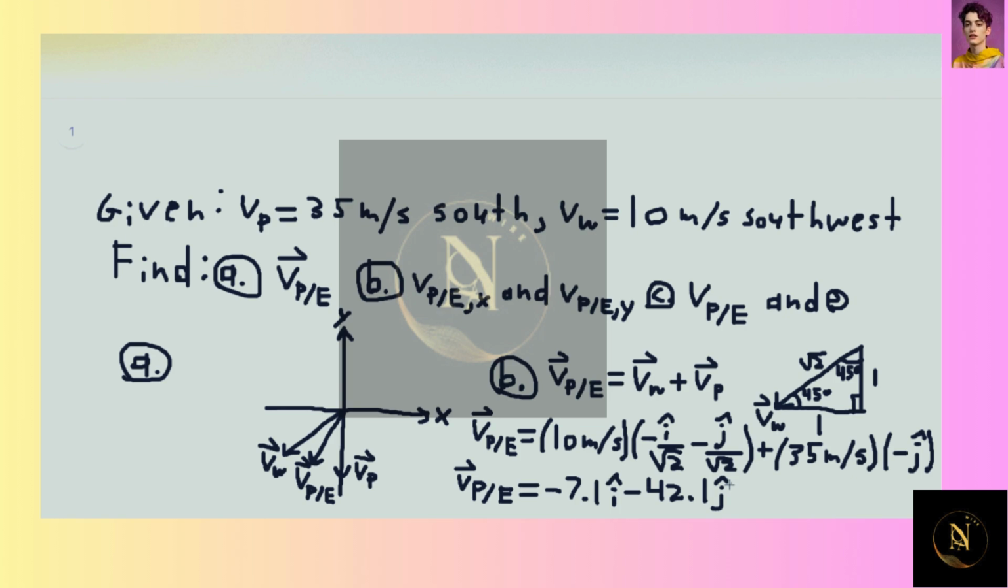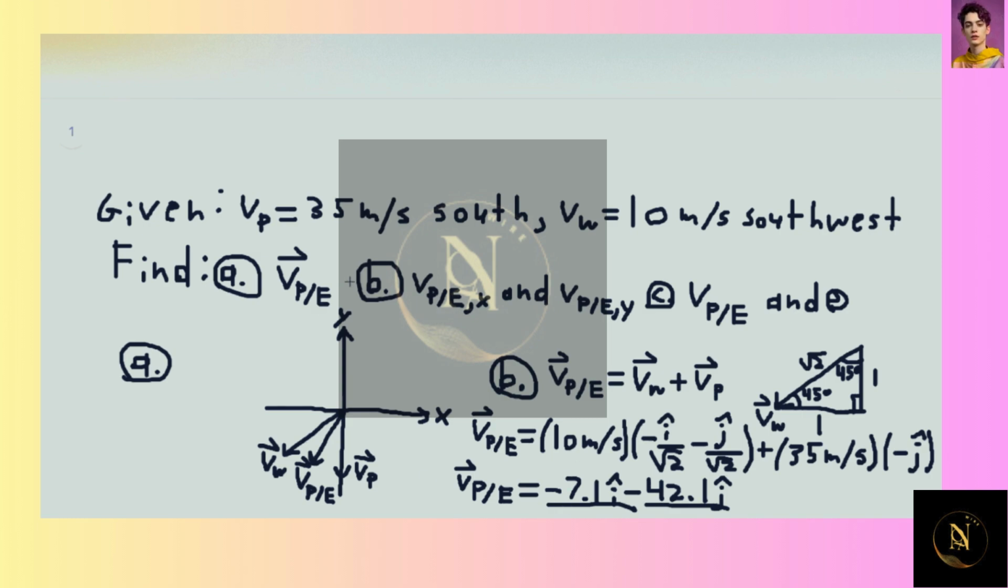Okay. So then my x component is going to be negative 7.1. And then my j component is going to be negative 42.1. Okay. So that answers part B then. And now we want the magnitude and direction of this vector here.